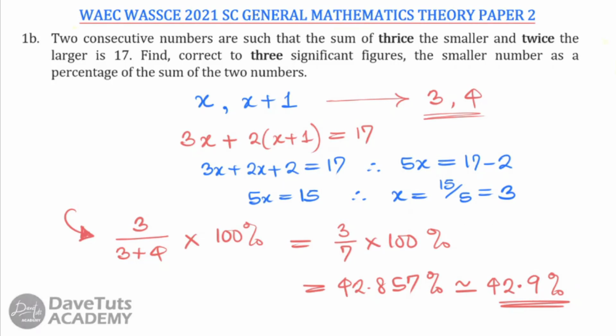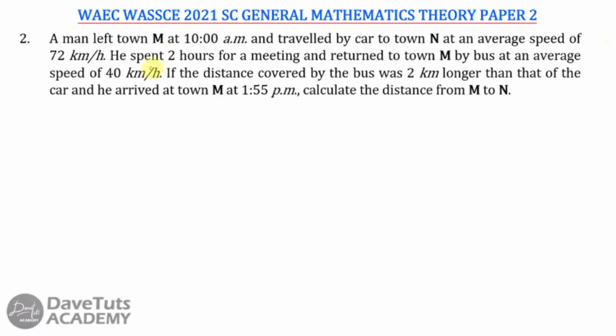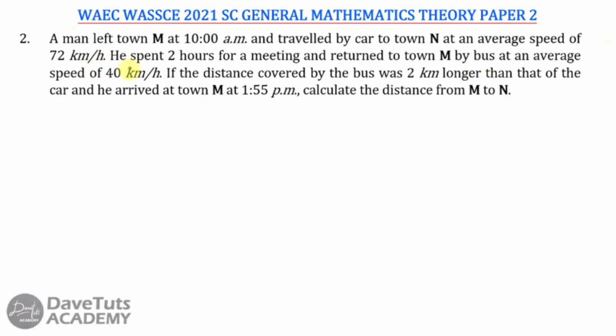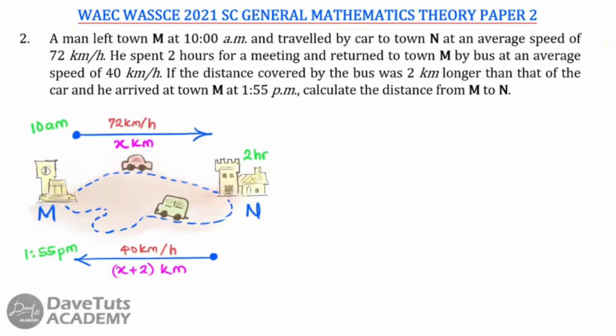All right. And pay serious attention if you really want to get it. We are being told that a man left town M at 10 a.m. and traveled by car to town N at an average speed of 72 kilometers per hour. He spent 2 hours for a meeting there and returned to town M by bus at an average speed of 40 kilometers per hour. If the distance covered by the bus was 2 kilometers longer than that of the car, and he arrived at town M at 1:55 p.m. Our mandate is to calculate the distance from M to N.